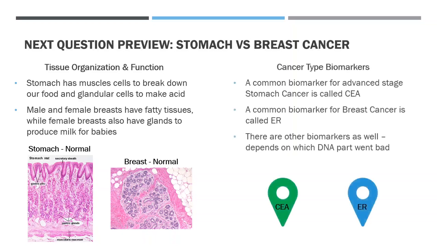But like we said, to tell what type of primary cancer we have to use biomarkers. The common biomarker for advanced stage stomach cancer is CEA. A common biomarker for breast cancer is ER. There are other biomarkers too, because there can be different proteins that went bad in each cancer.